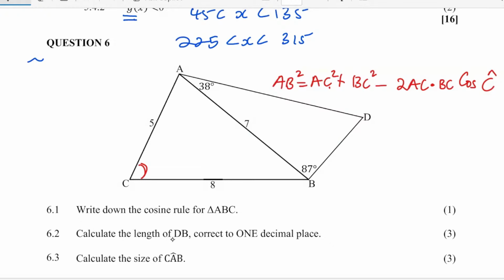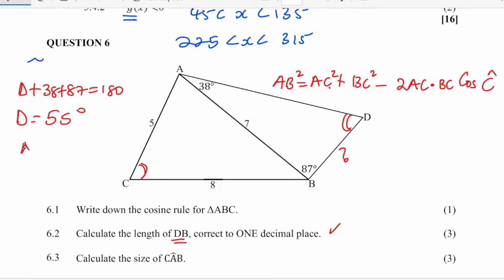Then calculate the length of DB, correct to 1 decimal place. Okay, so we have this. So we need to find this angle D first. Then we can apply the sine rule. Okay, so if I have D plus 38 plus 87 should give me 180. Is that correct? Then our D is going to be 180 minus the 125, which should give me 55.